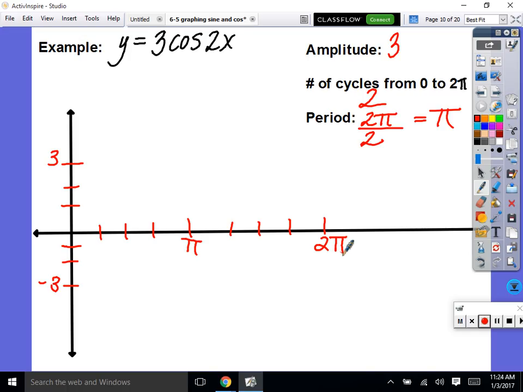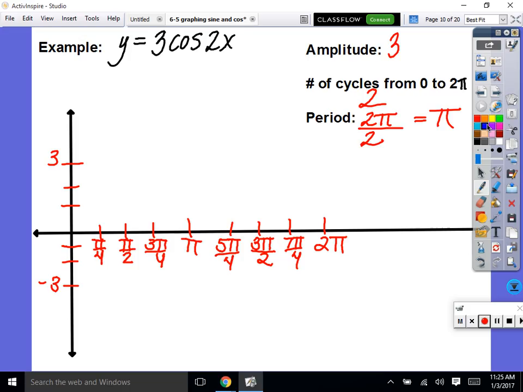Okay, now let's fill in these. So halfway between pi and 0 is pi halves, right? Halfway between 0 and pi halves is pi fourths. So there's 1 pi fourth, 2 pi fourths. This will put us at 3 pi fourths, 4 pi fourths, 5 pi fourths, 6 pi fourths, which simplifies to be 3 pi halves, 7 pi fourths, and 8 pi fourths, which is 2 pi. Okay, now we can graph it.